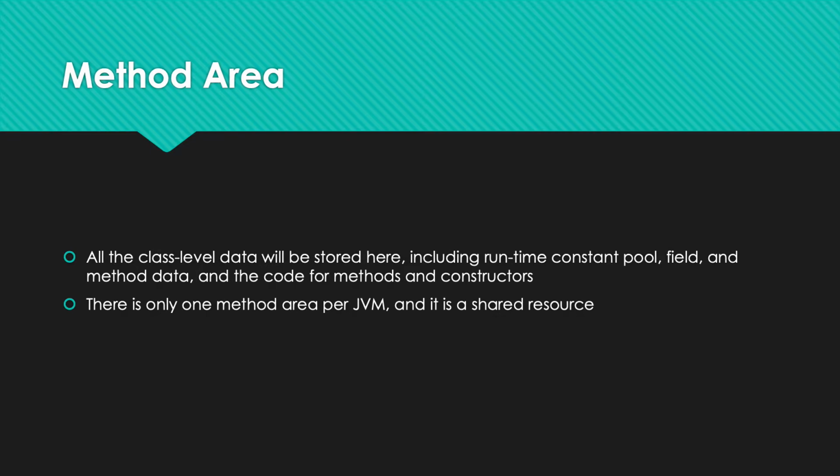Here all the class level data, so you might have class level constants, field variables, methods in the class, constructors. All those data and code are going to be stored here in the method area. And this is a shared resource, so one JVM is going to have only one method area. If your program involves multiple threads, then all those threads are going to access just this one method area.